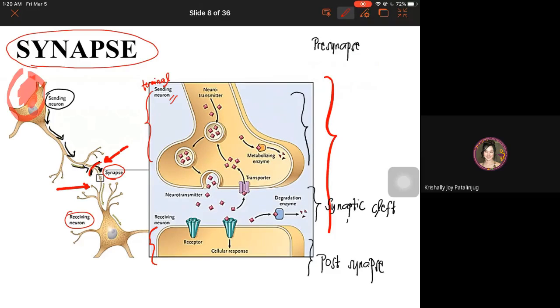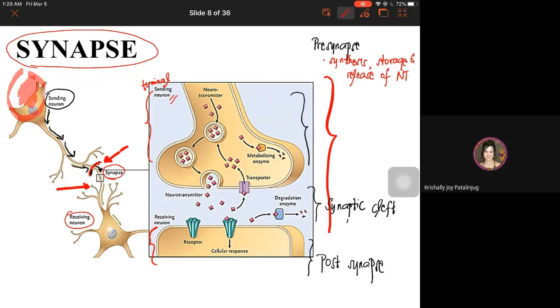Now, kindly note that in each area that is being mentioned, there are certain events, there are certain processes that occur. In addition, there can be structures found from each area or substances that are found in each area. So let us start with pre-synapse. Okay? Please take note that in pre-synapse, synthesis, storage, and also release of neurotransmitters occur.